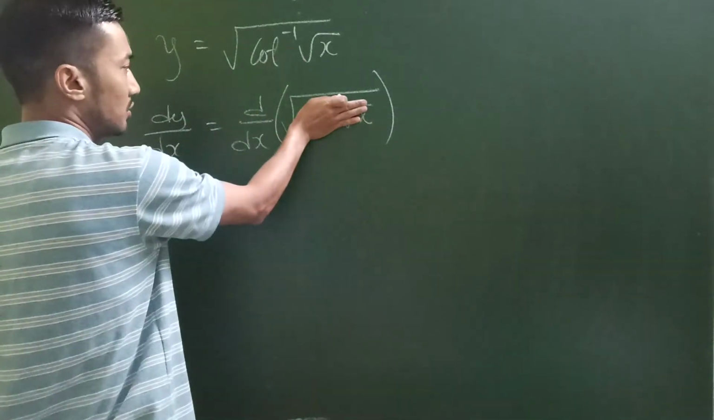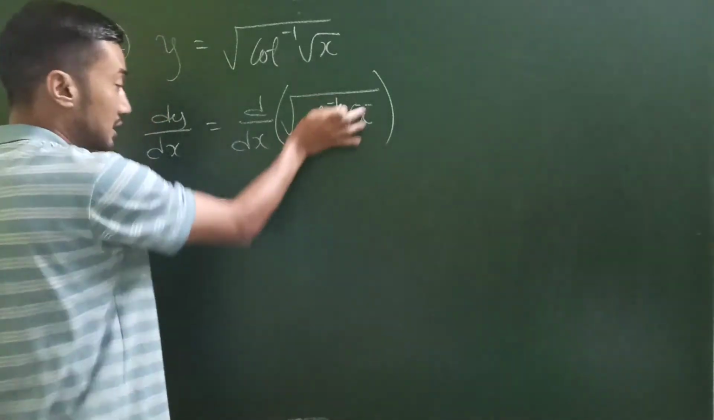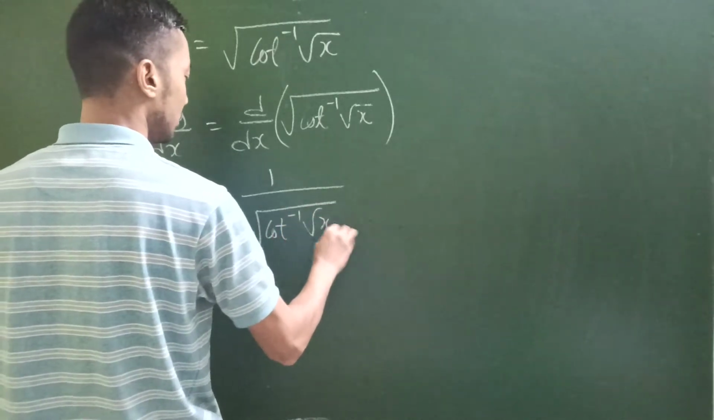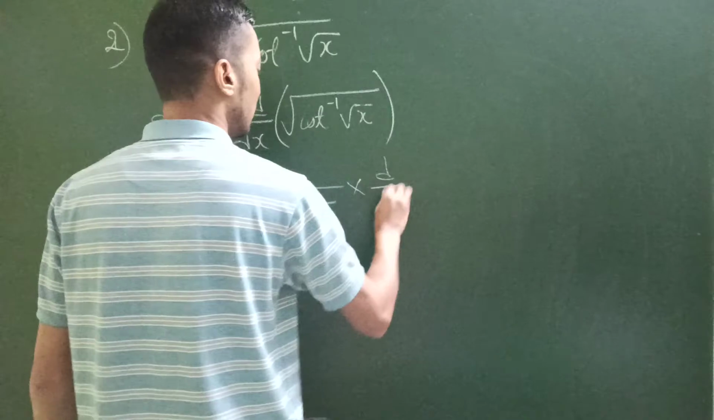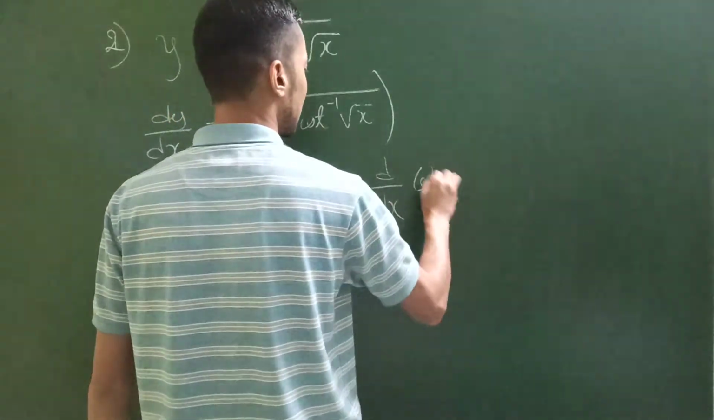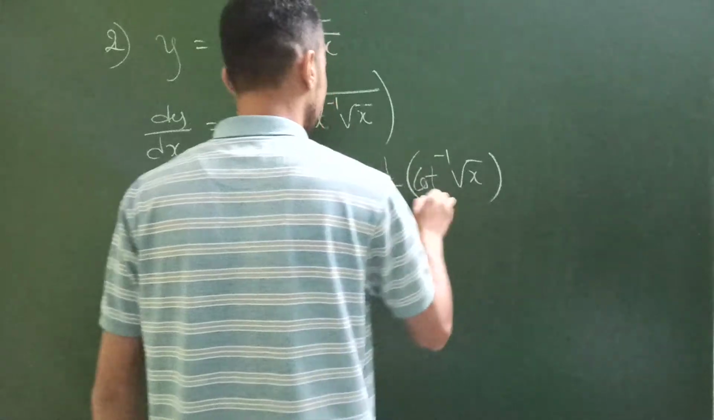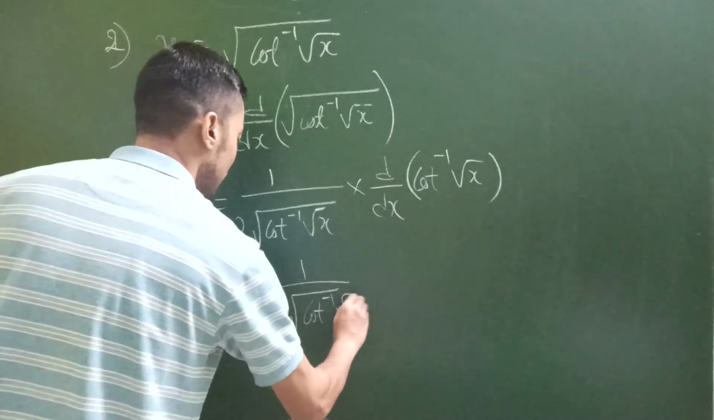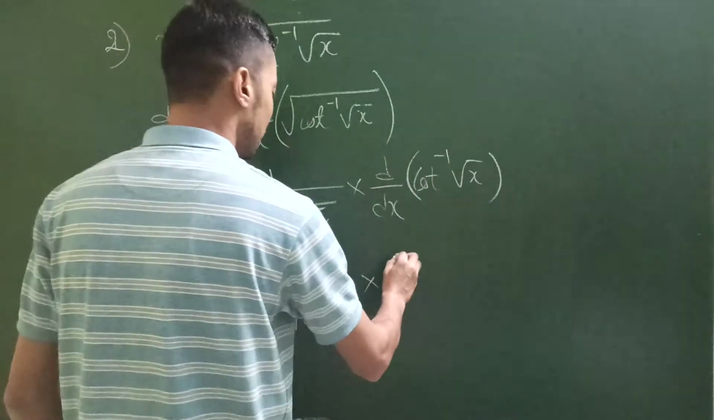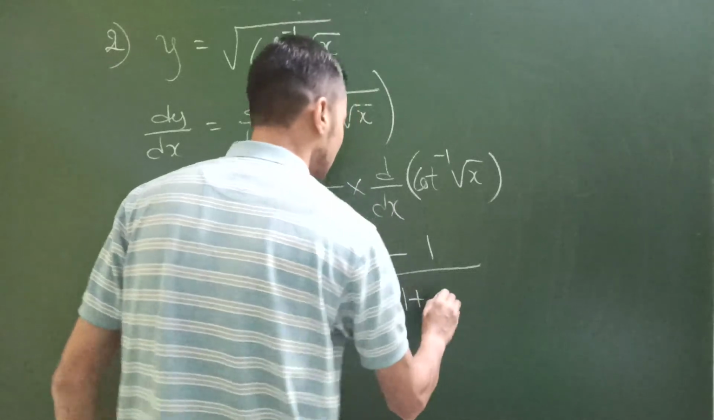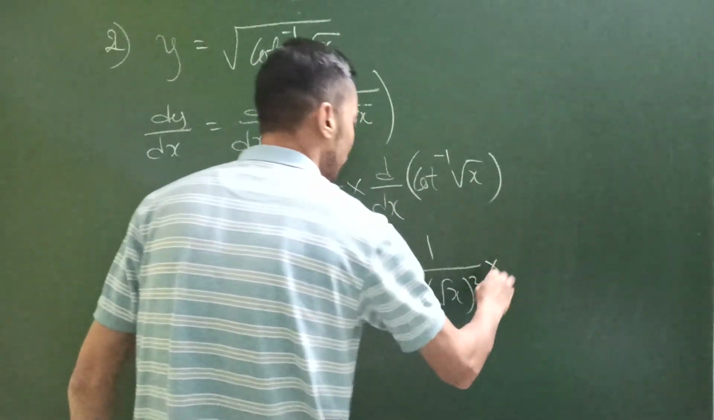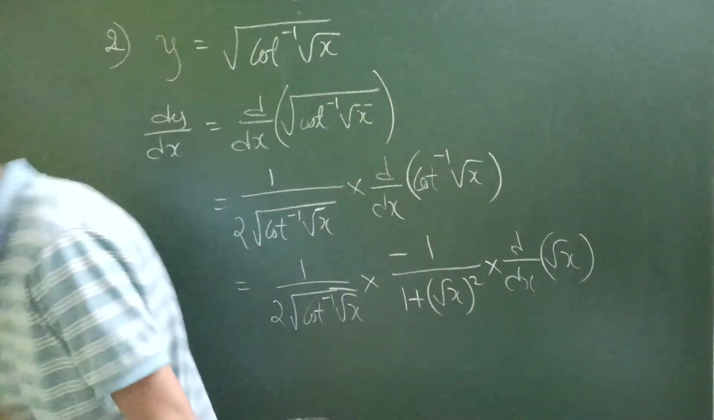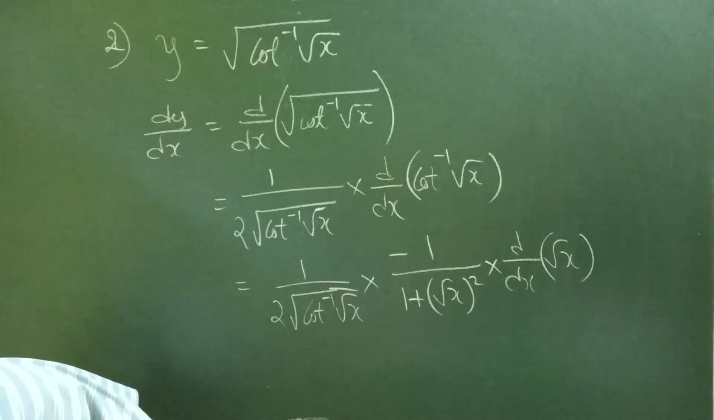So first, the derivative of root of the outer function. What did I say? 1 by 2 root of x. So 1 by 2 root of cot inverse root x, into the derivative of the second function, that is cot inverse root of x. That is 1 by 1 plus x the whole square. So finally, the third function, the derivative of root x.